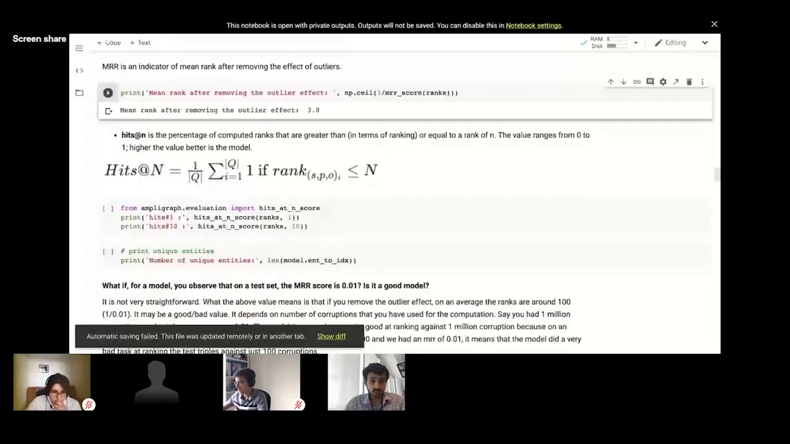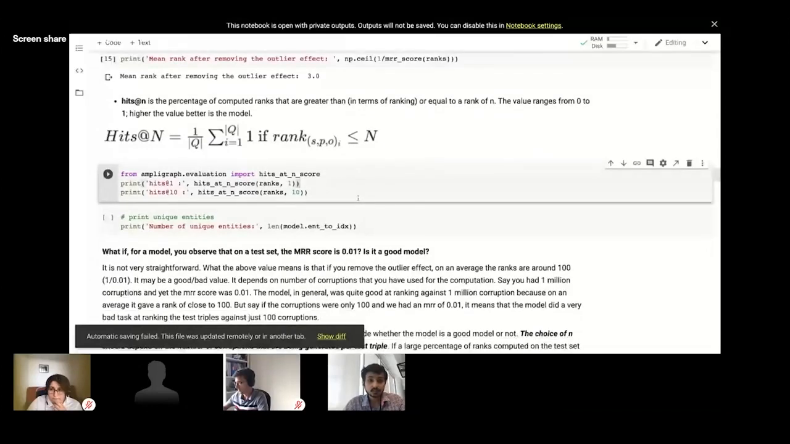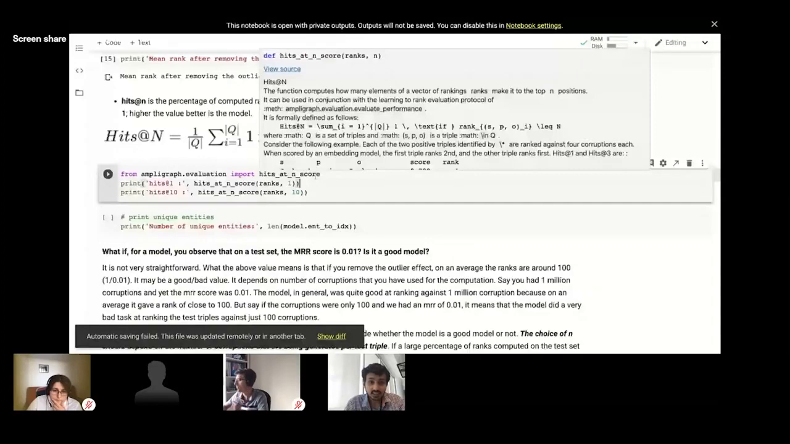And then we have another metric called Hits at N. This is a metric which tells you how many of the ranks that we had earlier have a rank less than or equal to N. AmpliGraph provides an API called hits_at_n_score where you pass the ranks and the N.